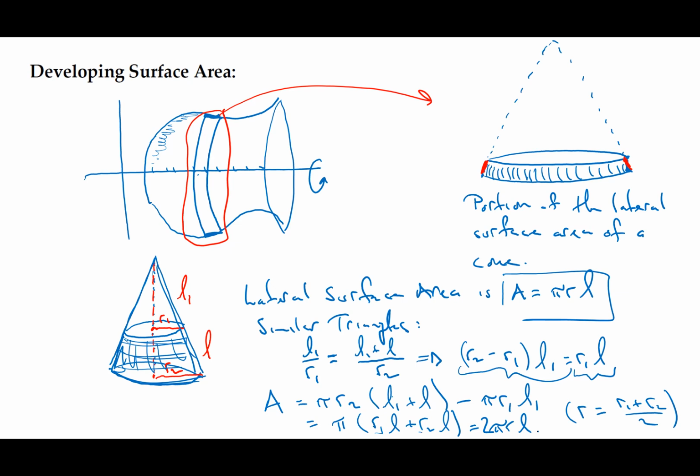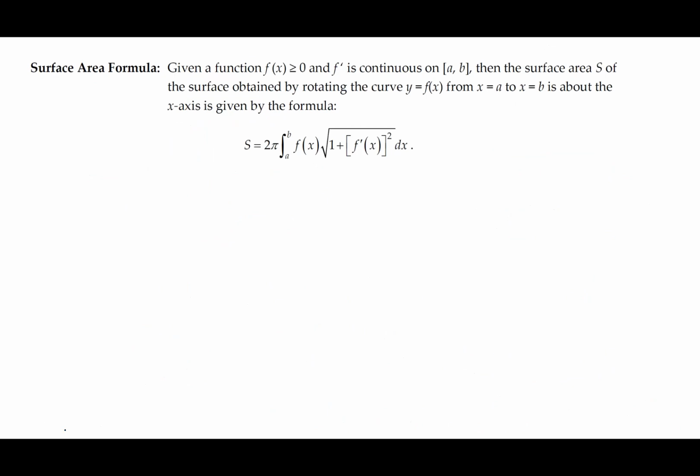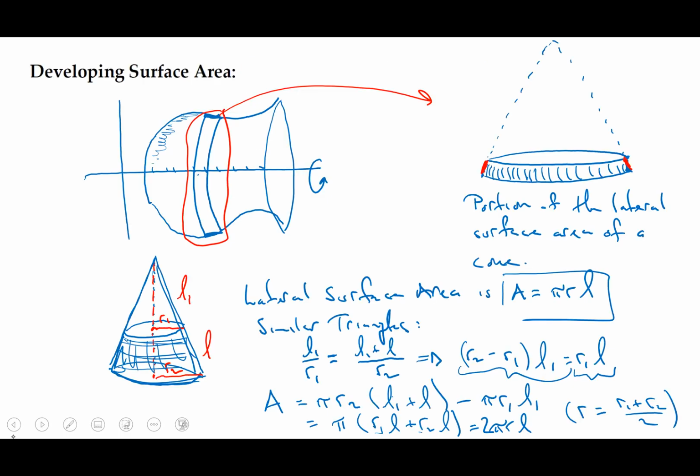But let's think again about what's actually going on here. So I think I need to advance a little bit. Well, let me come back. I kind of ran out of room here, so I'm going to get rid of part of this. We have A equals 2 pi R L, okay?